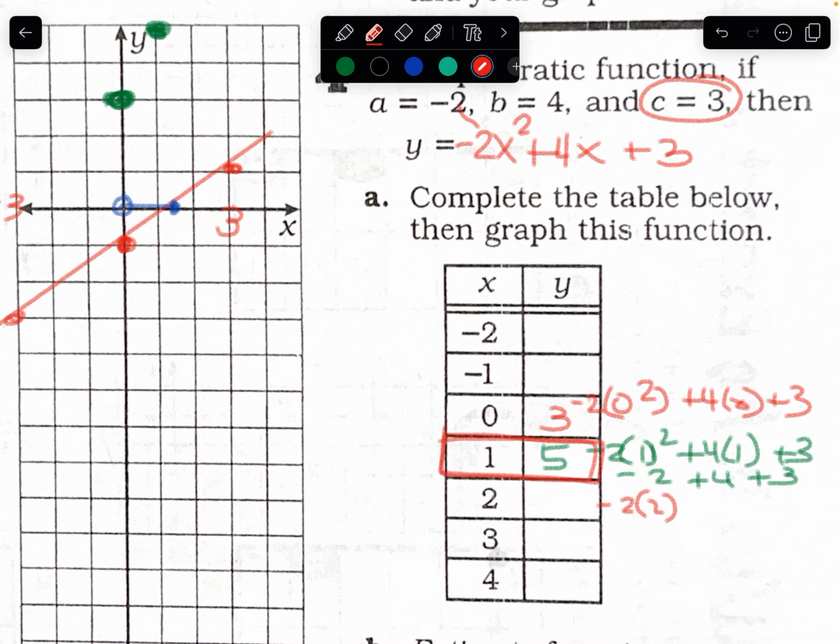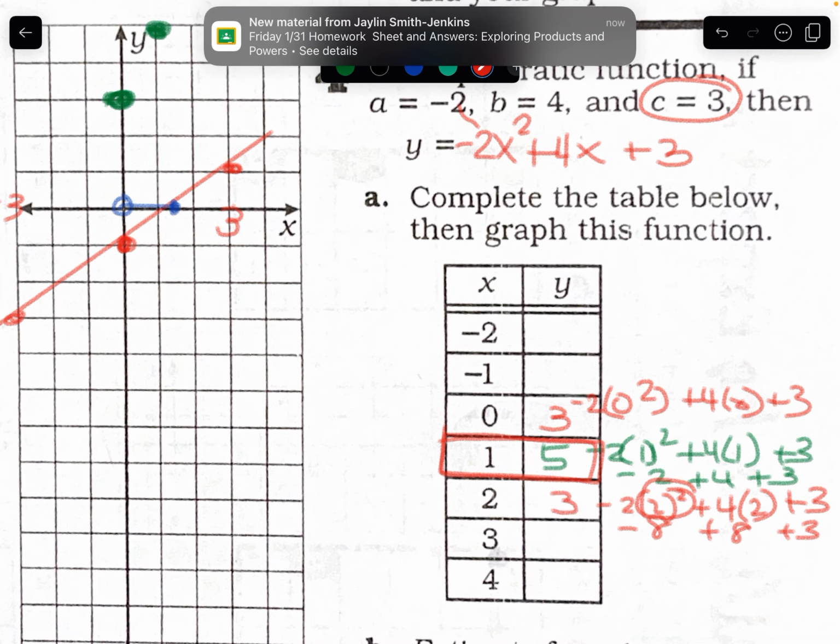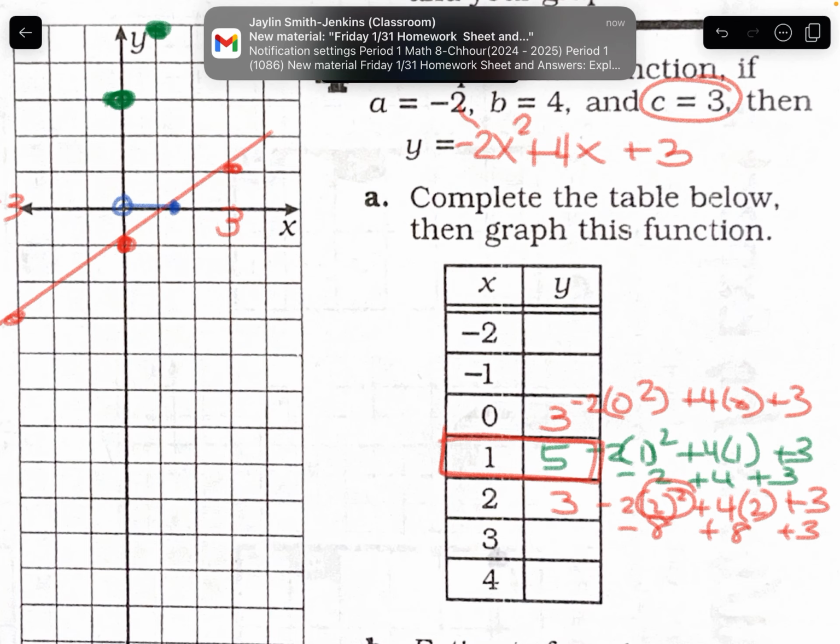Negative 2 times 2 squared plus 4 times 2, add 3. So you get 4 times -2 is -8. Add 8 plus 3 is a 3. So 0, 2, 3 right there.